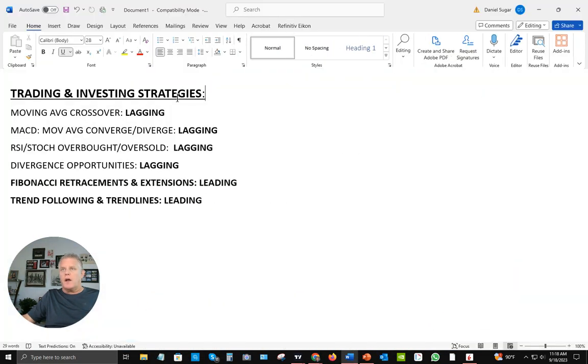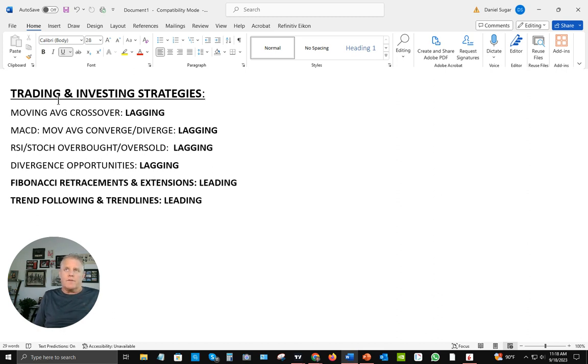You've probably heard of moving average crossovers, where you have two moving averages, and when the short term crosses above the longer term one, buy signal, and vice versa for a sell signal. They can work. They are lagging, but a lot of people use them. They get you in a little bit later, but they can definitely make money.